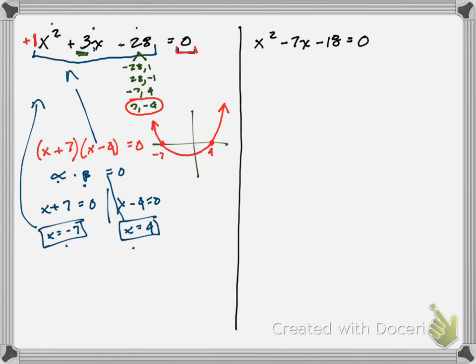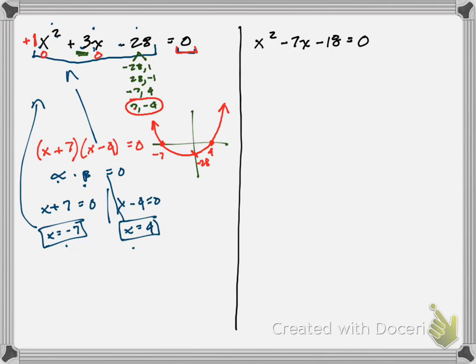If you're curious about your y-intercept, of course you can always just put 0 in wherever you see an x, and you'll notice that the y-intercept is negative 28. All right, moving on to the next one.